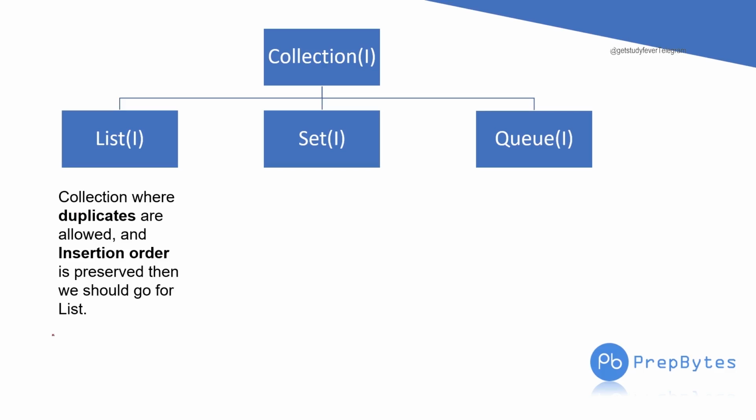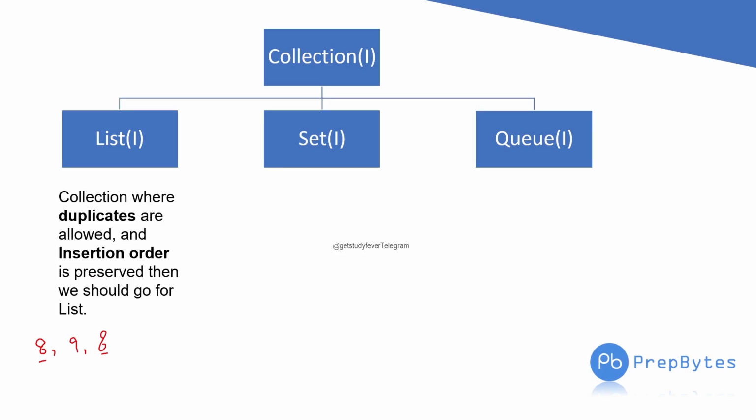So what do we mean by duplicates are allowed? It's actually very simple. If I want to insert 8, 9 and 8 again, so duplication is allowed, then we should go for list. And insertion order is preserved means if I insert 8, the first 8 will be inserted, then 9, then 8. If I print it, 8, 9, 8 will be printed. That is, the insertion order is preserved.